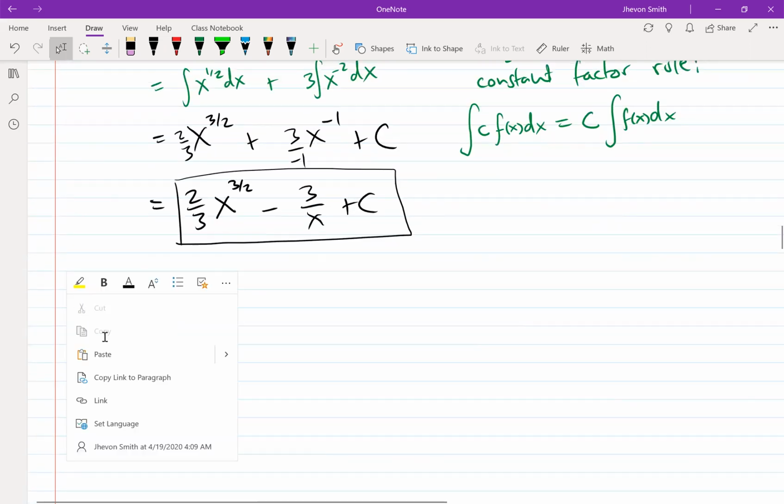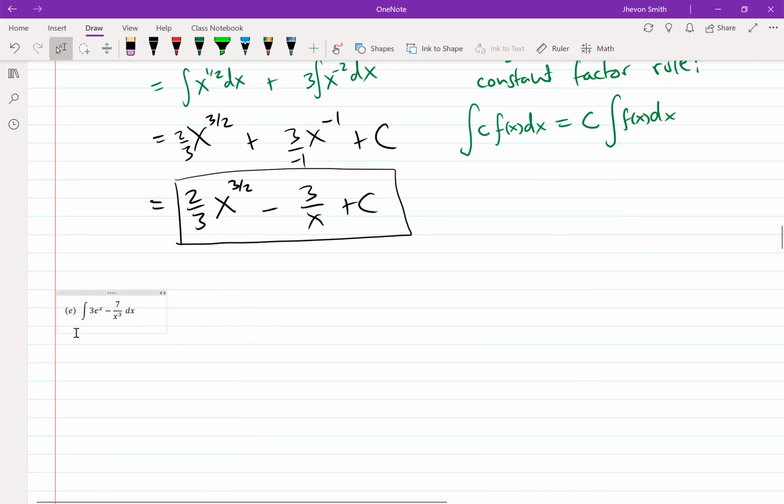So there's that guy. Again, pause, try that. Integral of 3e to the x minus 7 over x cubed. Okay, now hopefully you took a shot at it. So here's what the answer would look like. Again, this kind of looks directly like one of our formulas. I'm not too worried about that, but this guy doesn't. I would actually want to rewrite that to look like a formula.